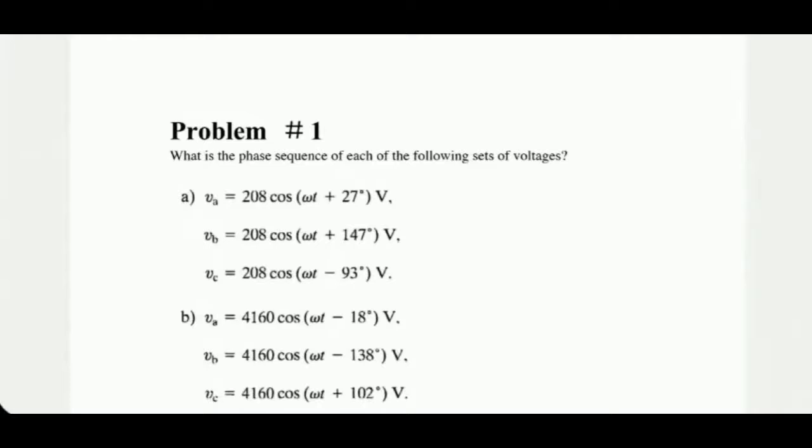These are time-dependent expressions which are given to us. Instantaneous values are given. So what you do is VA is the reference. The phase of that voltage is the one you are going to subtract from the other two phases. If I subtract plus 27 degree from plus 147 degree, I get plus 120 degree. And if I subtract plus 27 degree from minus 93 degrees, I get minus 120 degrees. So this is the best way to figure out the sequence.